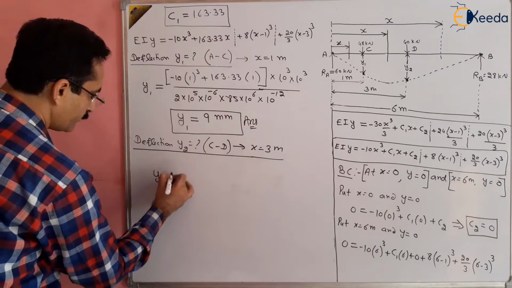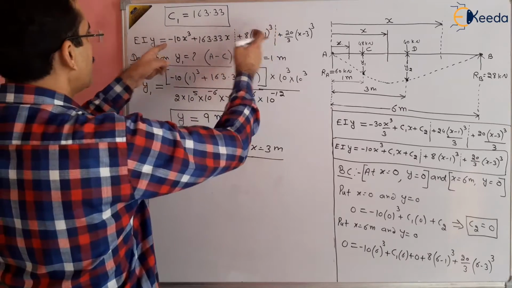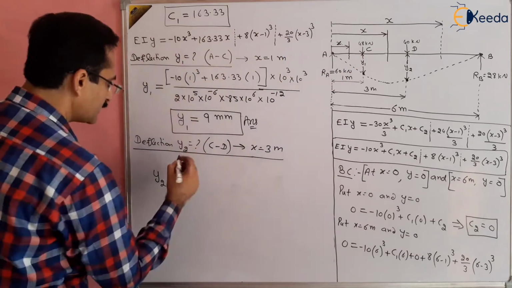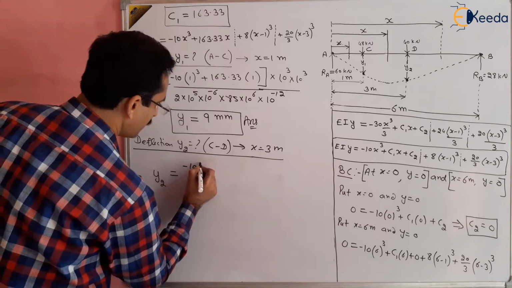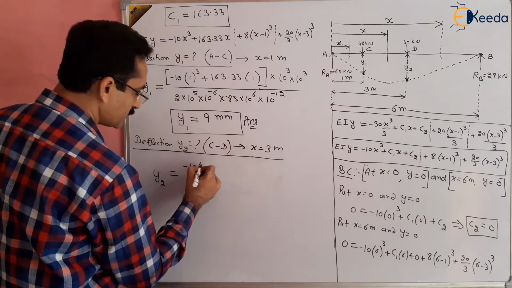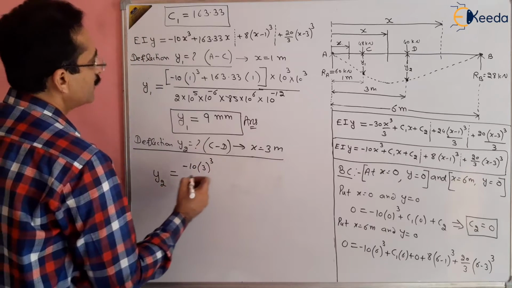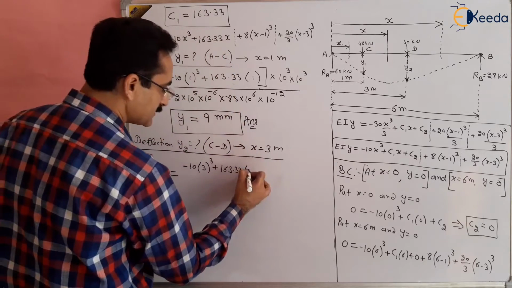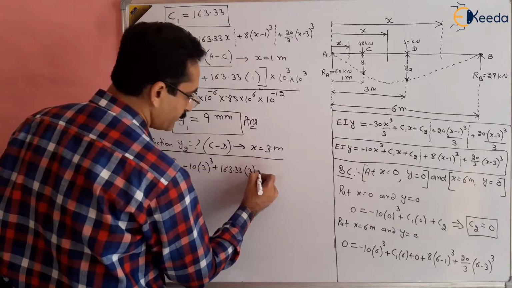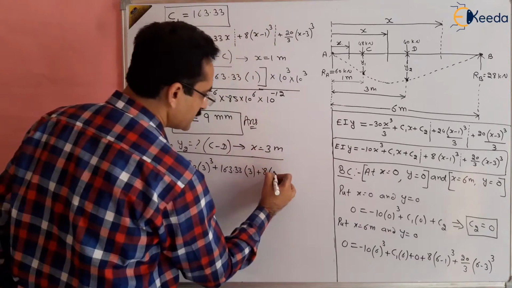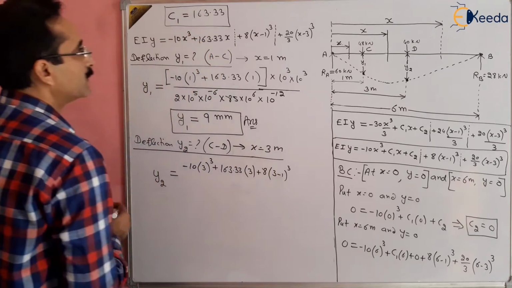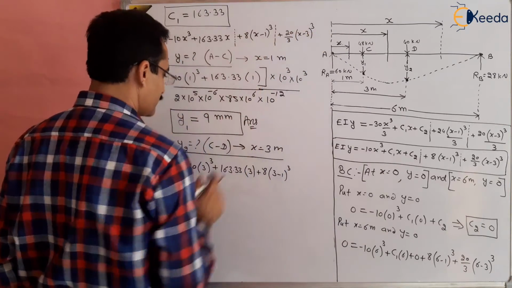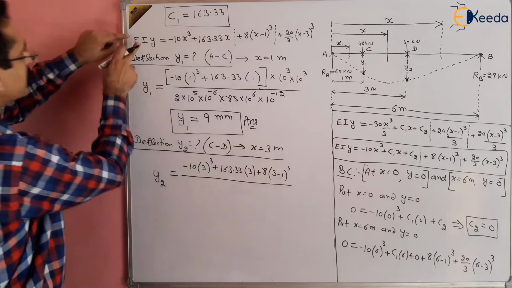So y2 will be equal to this equation divided by EI up to this part, second dotted line, because C to D is there, right? So minus 10 multiplied by x cube, we are taking in meters, so this is 3 to the power cube, plus 163.33 multiplied by x, this is 3, plus 8 times x minus 1, which is 3 minus 1 cube, and this is not required because this is valid between C to D, and this part is for D to B, divided by EI.